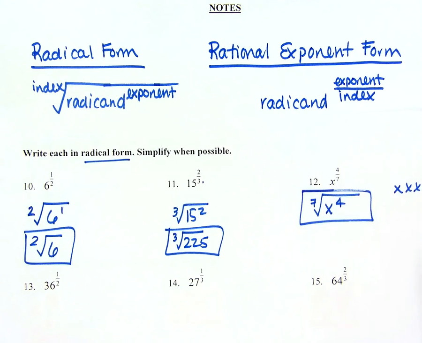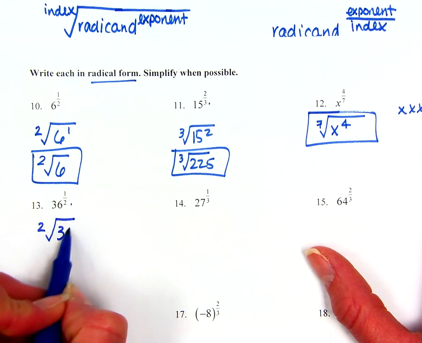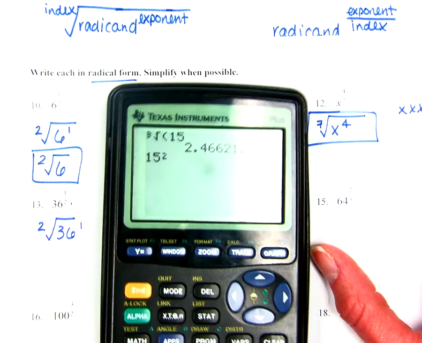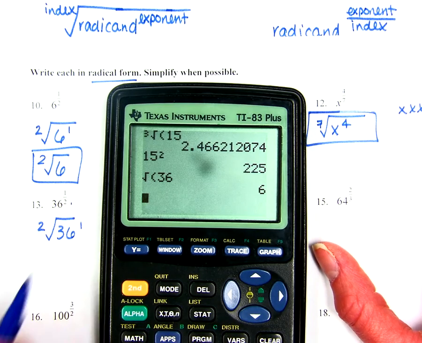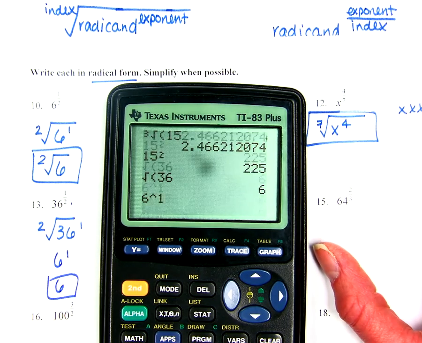All right, so we're going to keep going with these. My index is 2, so we've got the square root of 36 to the 1st. And what is the square root of 36? That's 6, and 6 to the 1st is just 6. If you don't remember, you can double check.